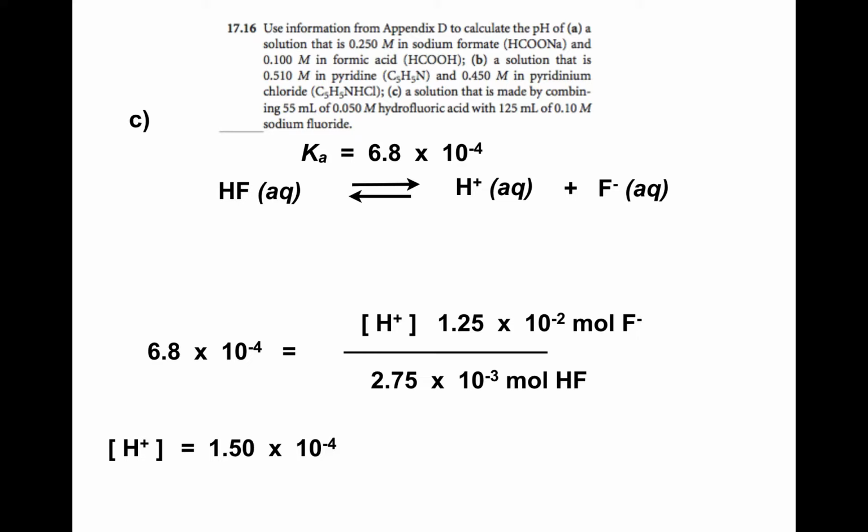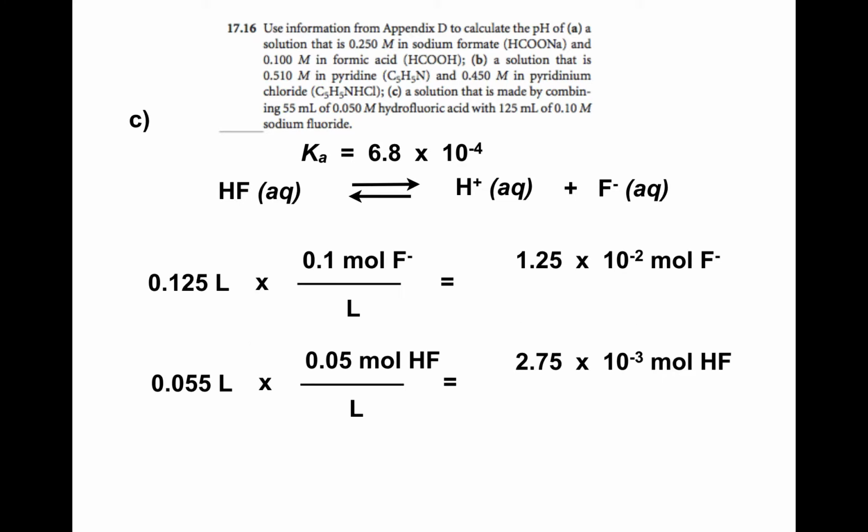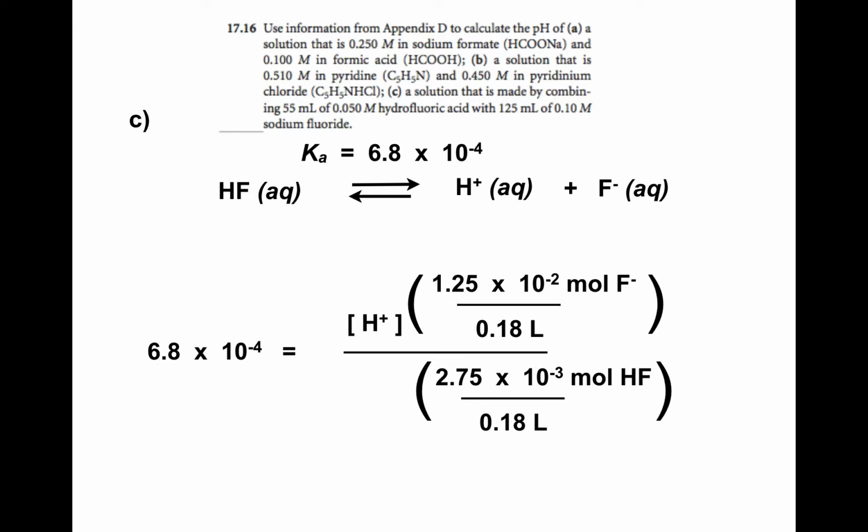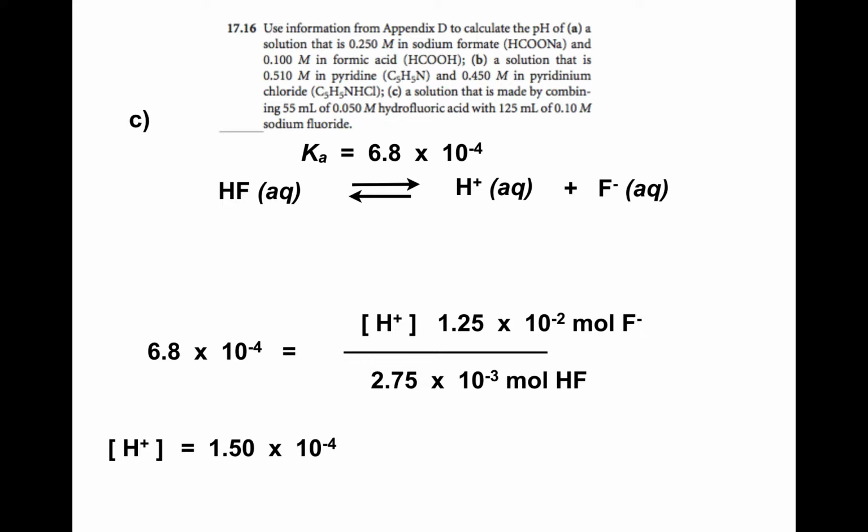So I hope you understand that. Let's just go back one. Recognizing that when I divide the concentration of the conjugate base by the concentration of the hydrofluoric acid, they have the same volume. So 0.18 liters divided by 0.18 liters cancels. So I can just plug moles into this Ka expression and solve for the H plus concentration. Get the pH.